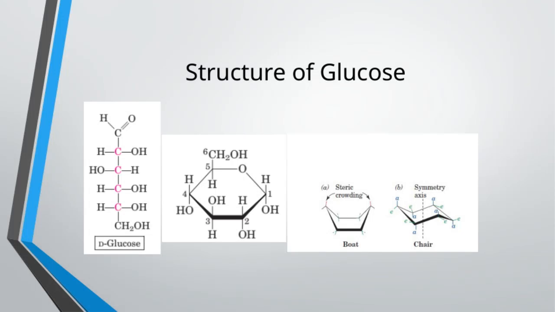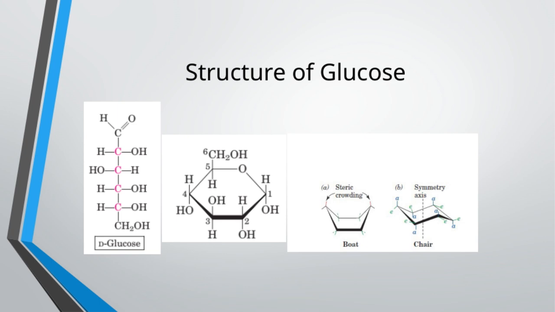Let's take a closer look at the structure of glucose. Glucose is a simple sugar, but its structure is quite important because it influences how it behaves in the body. At its core, glucose is a 6-carbon molecule, which makes it a hexose sugar. These carbons are arranged in a specific way that allows it to form both open-chain and ring structures.